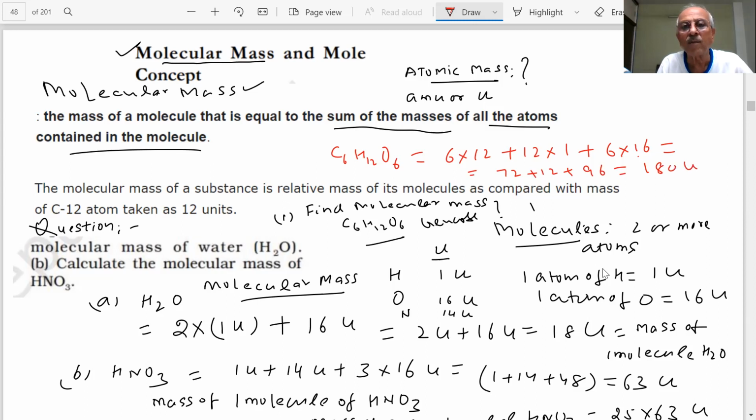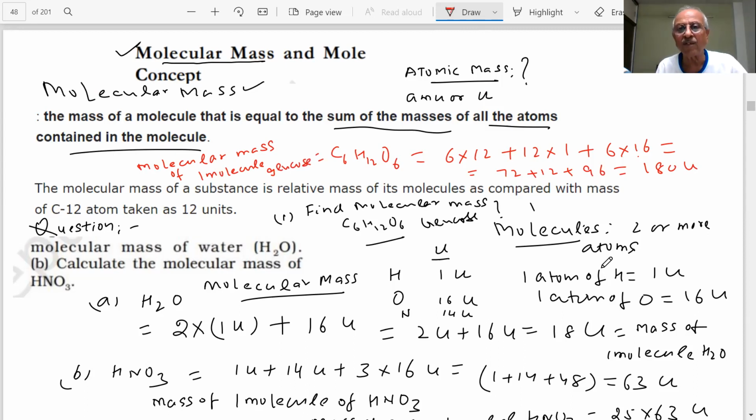180 U. This is the molecular mass of one molecule of glucose. Molecular mass of one molecule. What is this compound? C6H12O6, or what we call it, glucose. Is it clear? Yes, sir.